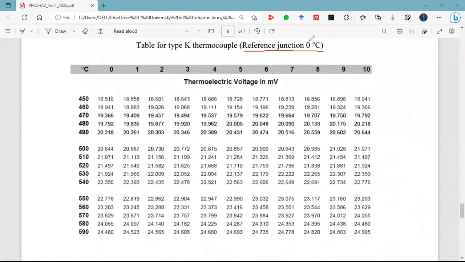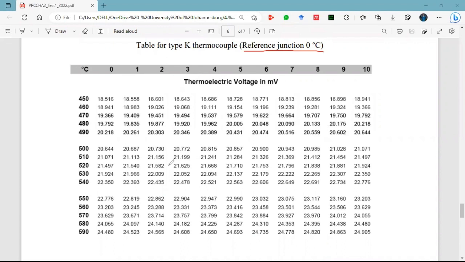If a question comes and tells you that the reference is at 25 or 50 or whatever temperature that falls within this K-type thermocouple, then you will need to act accordingly. And I will show you how to act accordingly when we do the other question that follows after this one. All right.